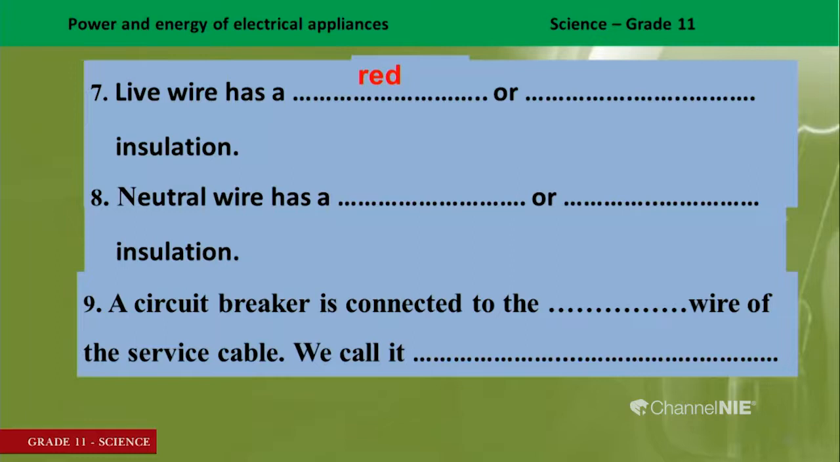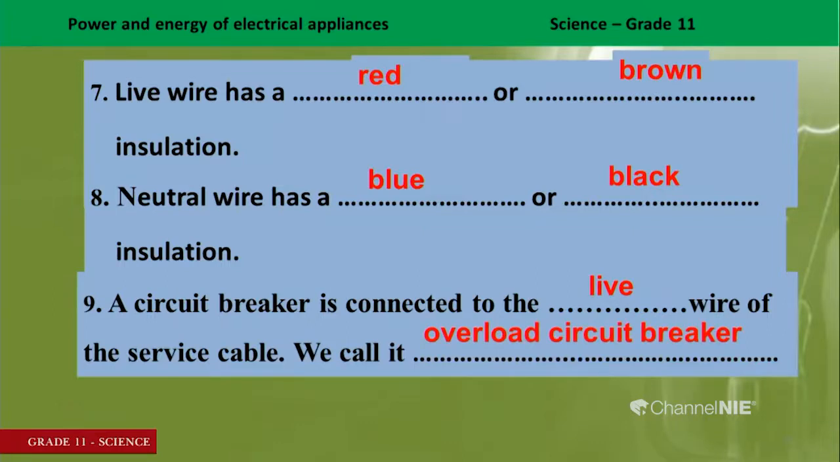Live wire has a red or brown insulation. Neutral wire has a blue or black insulation. Circuit breaker is connected to the live wire of the supply cable. Circuit breakers are connected to the live wire. We call it overload circuit breaker. Let us go to the next question.